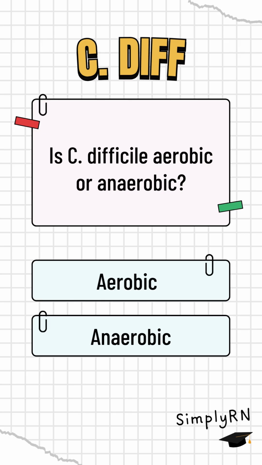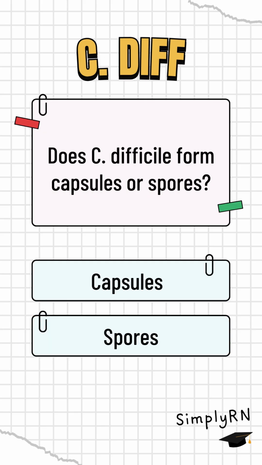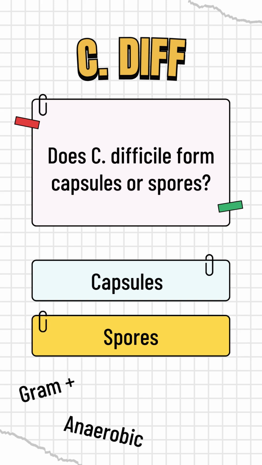Gram-positive. Is C. diff aerobic or anaerobic? Anaerobic. Does C. diff form capsules or spores? Spores. C. diff is a gram-positive anaerobic bacterium that is spore-forming and toxin-producing.